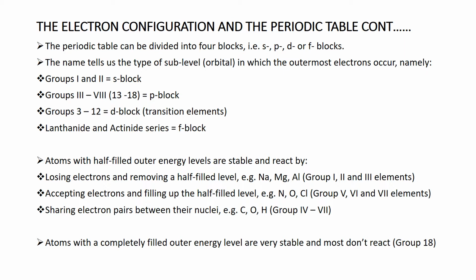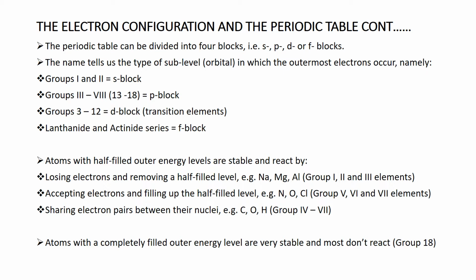Then we have atoms that have half-filled outer energy levels. Those are stable and they react by either losing electrons and removing a half-filled level, or they accept electrons and fill up the half-filled level, or they share electron pairs between their nuclei. So those that lose electrons, they find it better for them to lose electrons. Those are your group 1, 2, and 3 elements. Why do they find it better to lose electrons than to gain electrons? It is because it is much easier for them.